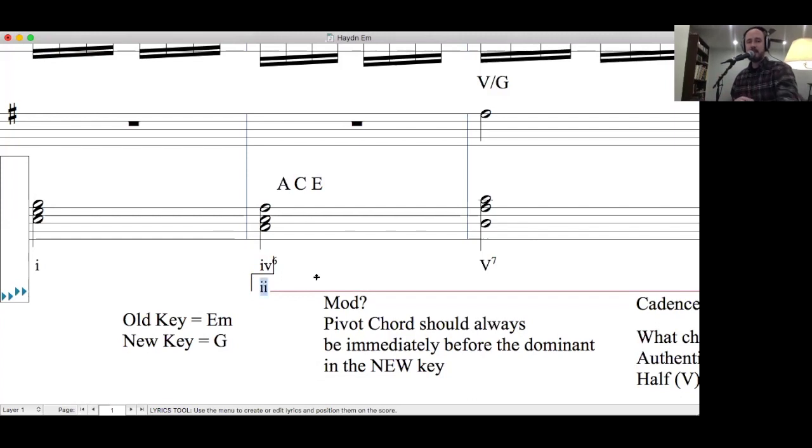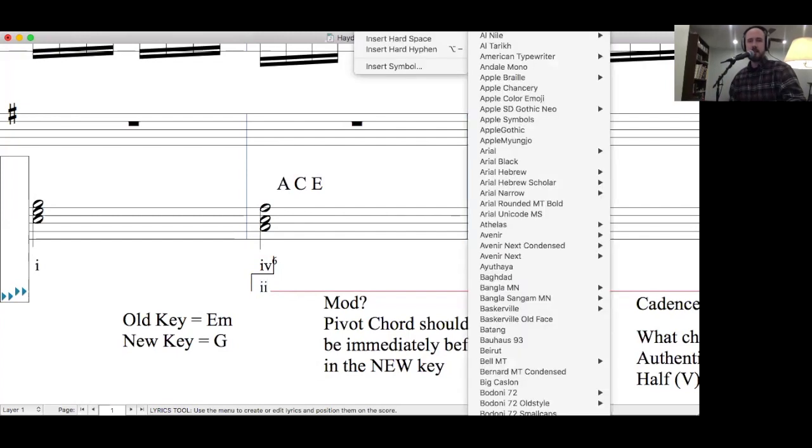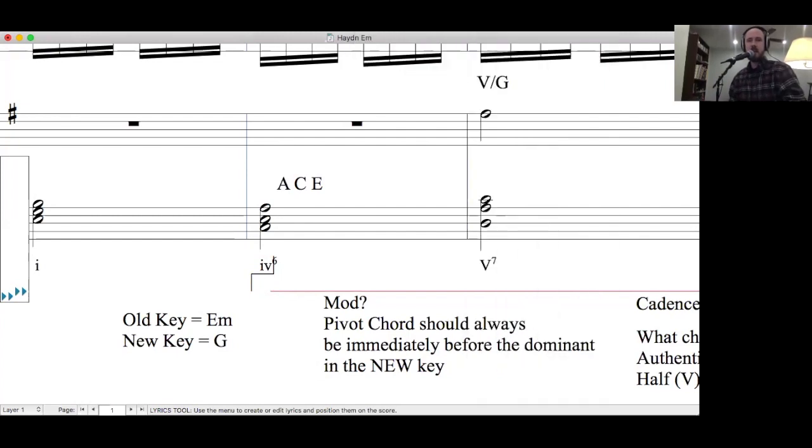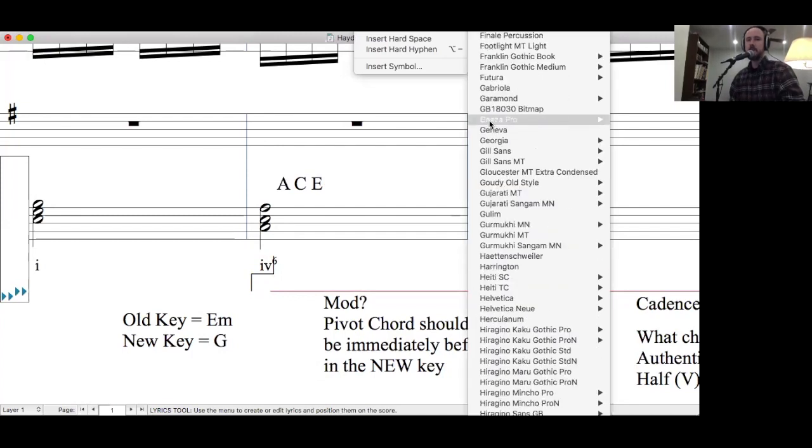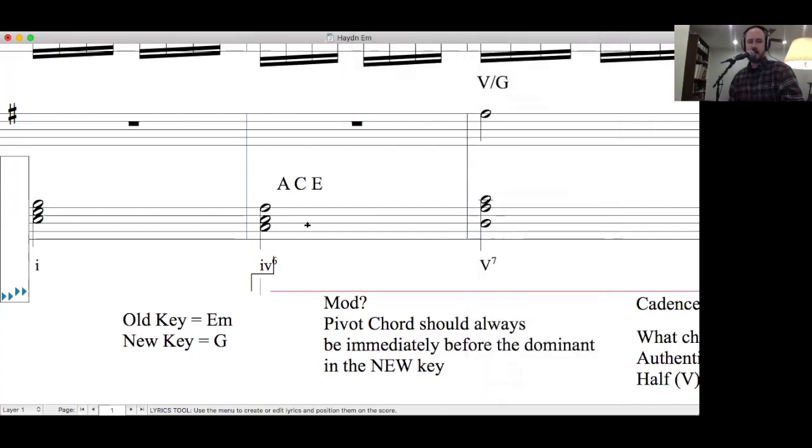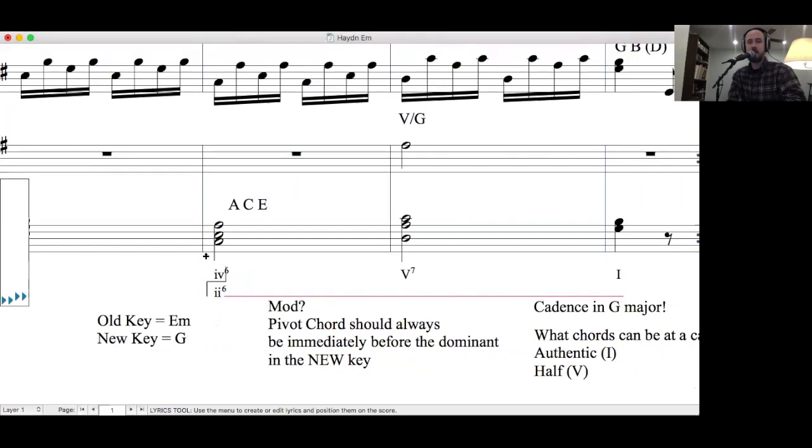No. If it's inverted in one key, it's inverted in the other key. Why? There you go. 2-6, right? So if it's inverted in one key, it's inverted in the other. There's no magic that it all of a sudden becomes root position just because it's in the other key, right? That's a very important point.